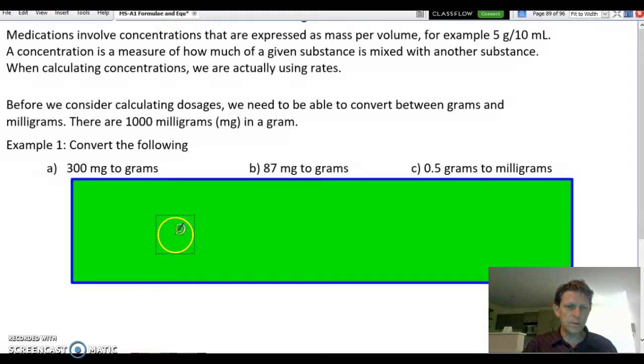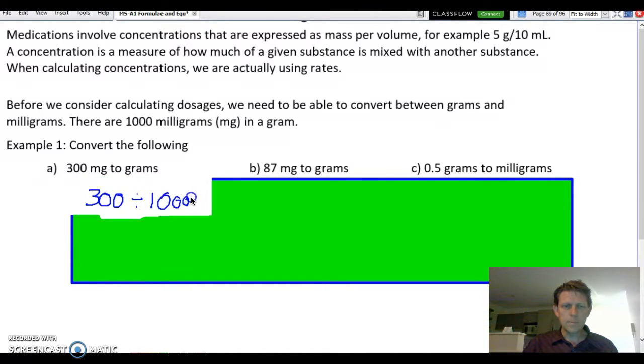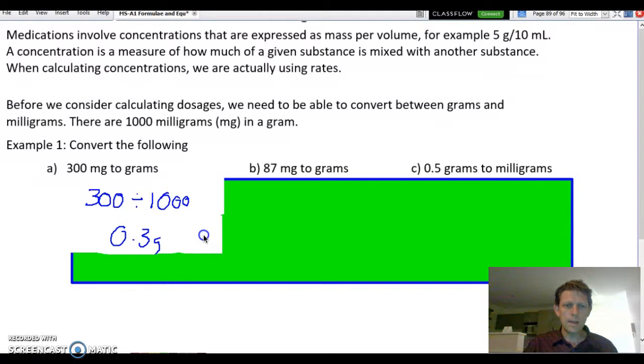So if we just do some basic conversions first, if we're going to convert 300 milligrams to grams, we're going to have to divide that by 1,000. Okay, like so. Now when I divide by 1,000, I move the decimal place 3 times. 1, 2, 3. So we end up with 0.3 of a gram.